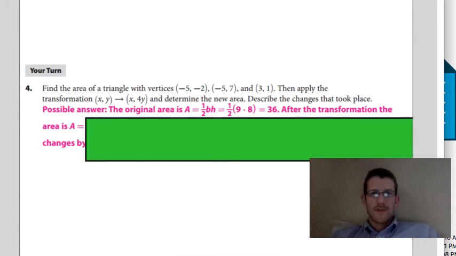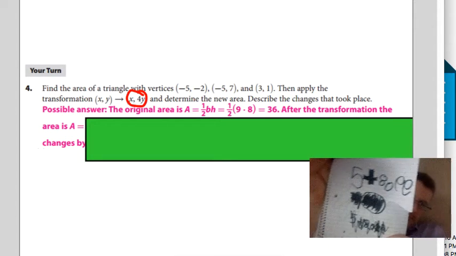Okay, see if you can do this one. I've half solved it for you. So it says find the area of a triangle with vertices, blah, blah, blah. Then apply the transformation and determine the new area. So I went ahead and gave you the area of the original. So the area of the original is 36. Here is the transformation right here. See if you can figure it out. I'll go and pause.